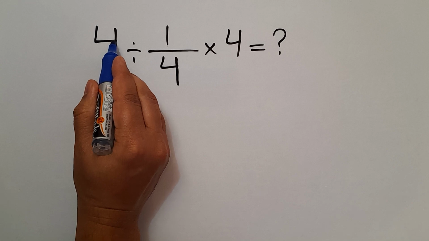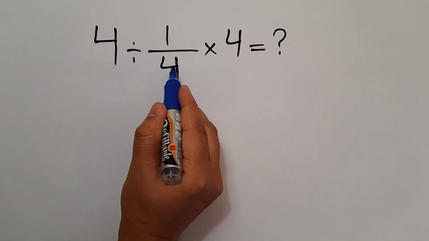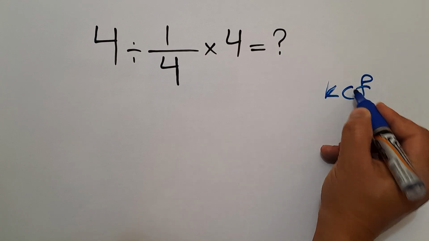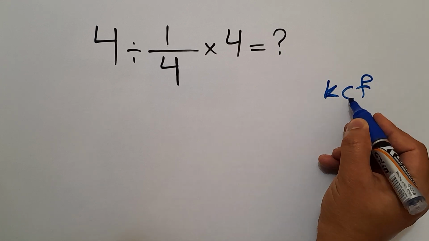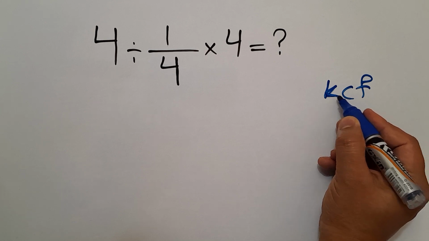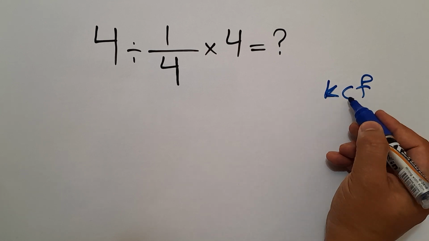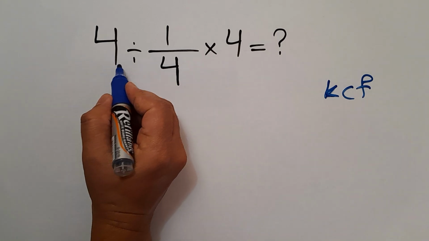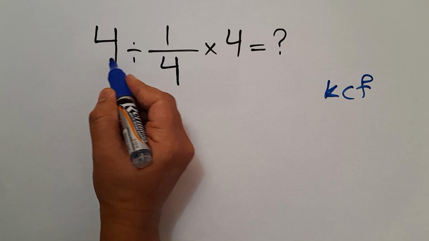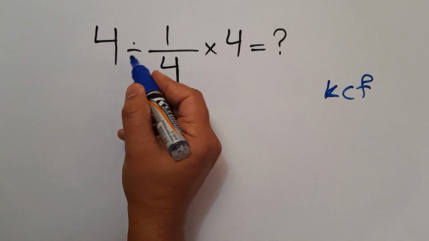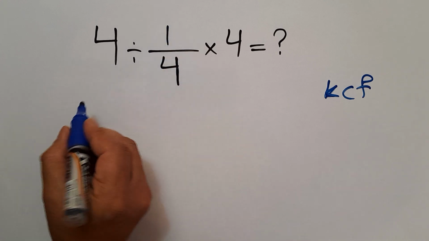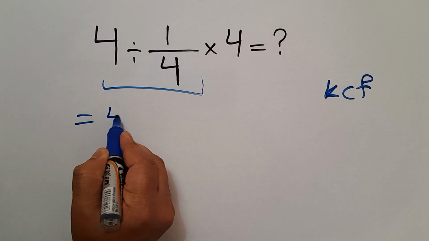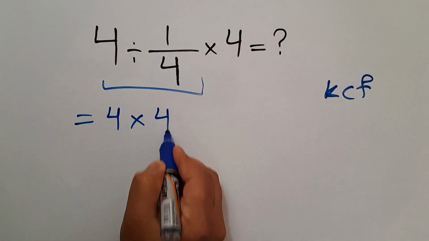Okay, so first 4 divided by 1 over 4. Here we can use a KCF rule. K stands for keep, C stands for change, and F stands for flip. Keep the first fraction, change division to multiplication, and flip the second fraction. Okay, so 4 divided by 1 over 4 can be written as 4 times just 4.